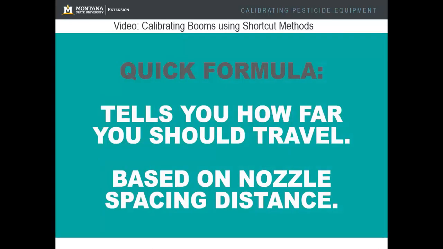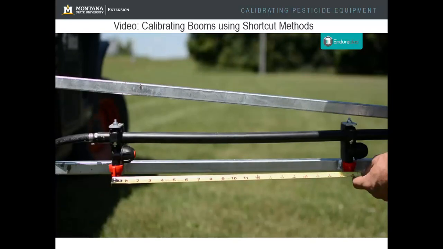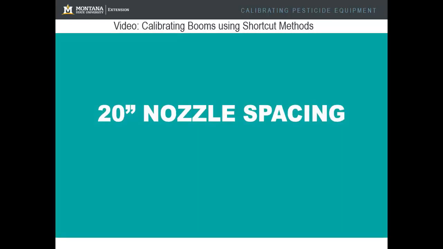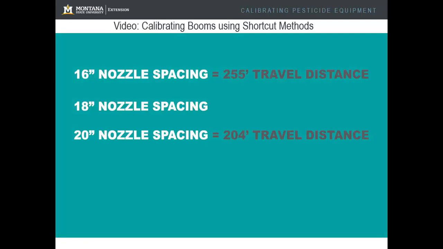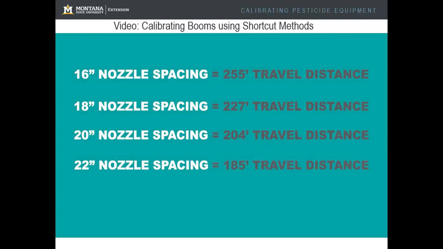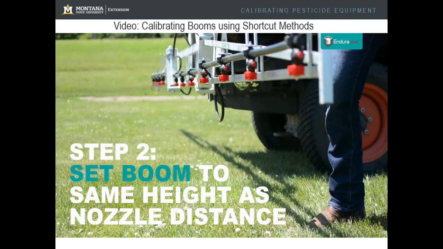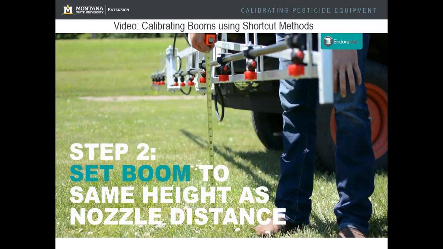There is a quick formula that tells you how far you should travel based on your nozzle spacing distance. In this case, it's 20 inches. That means we should travel 204 feet. 16 inches equals 255 feet. 18 inches, 227 feet. 22 inches, 185 feet. 24 inches, 170 feet.